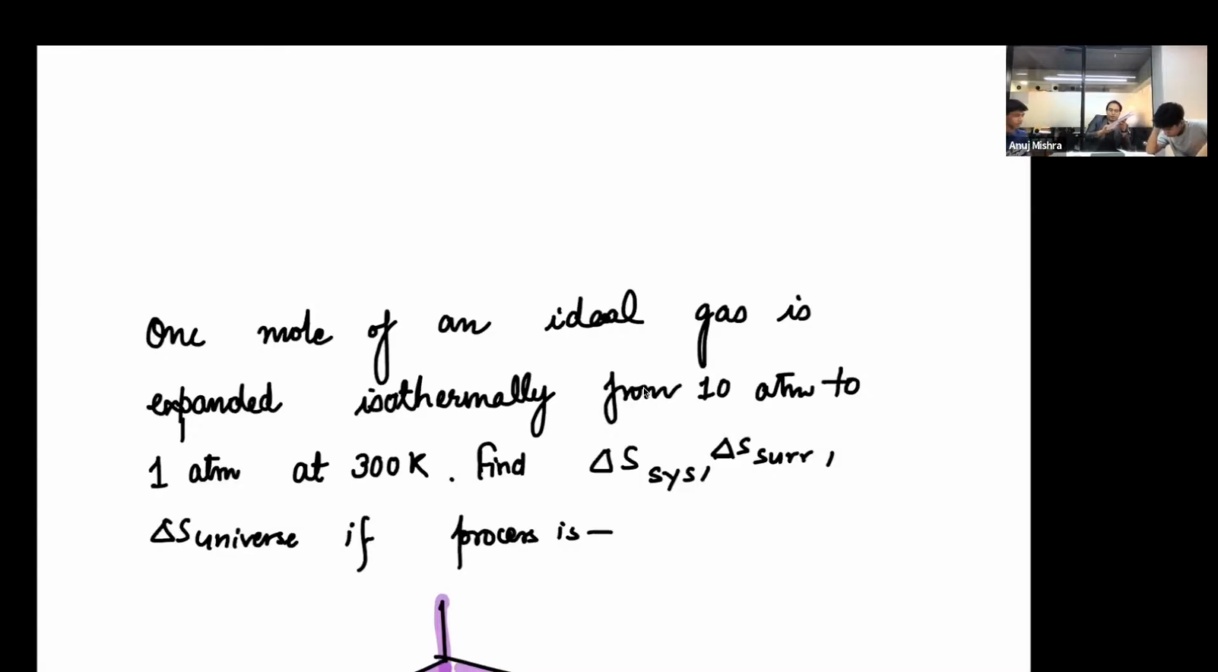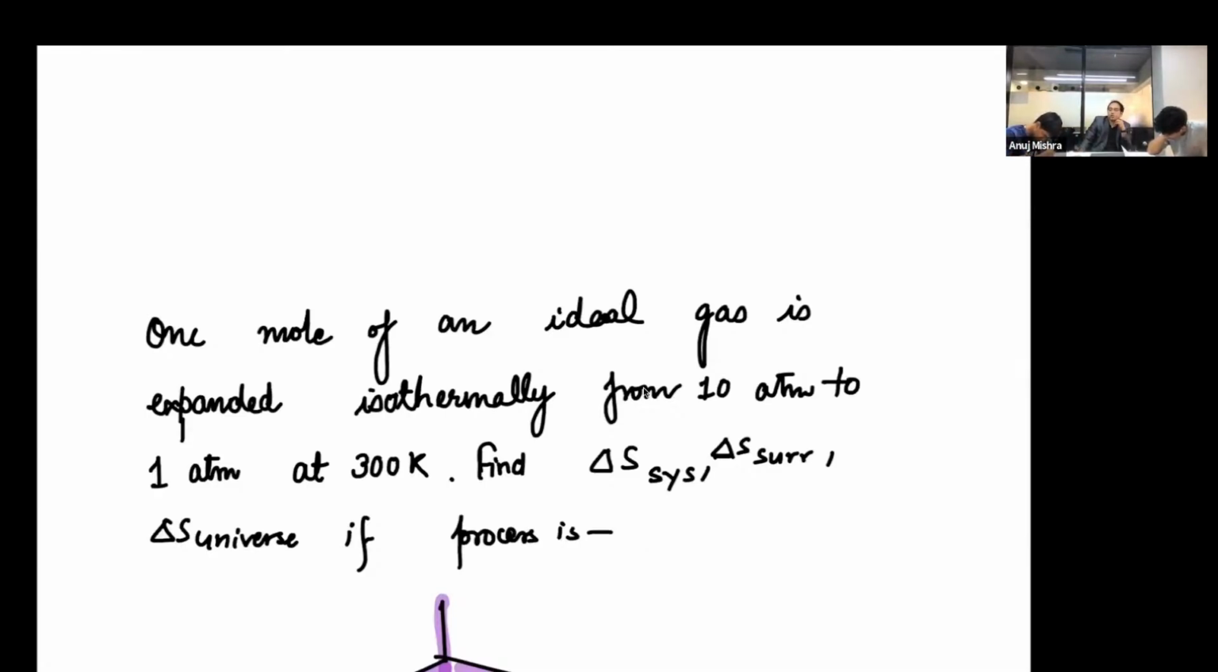dq is minus dW. dW is minus pdV. So dq is minus dW, यहाँ पे plus pdV हो जाएगा. Minus of minus pdV is plus pdV. So dq is nRT by V dV. dS is dq by T. So this upon T, T cancel हो जाएगा. So बचा क्या? nR dV upon V. nR dV upon V का integral nR ln V2 by V1. Complete and show.